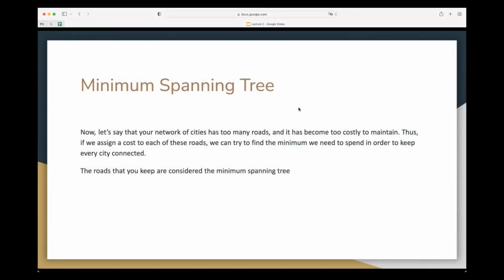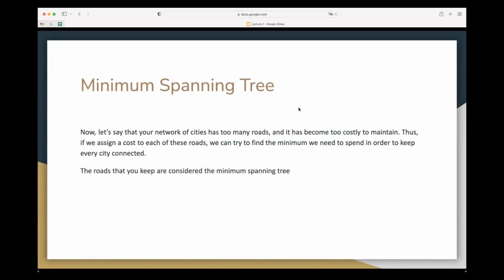So the other problem category that I wanted to talk about was minimum spanning tree. So now let's say you have a network of cities, but this network has too many roads. Because it has too many roads, it has become too costly to maintain. So each road, in order to maintain that road, there's a specific cost, and we want to find the minimum total cost we need to spend in order to keep every city connected. And every city connected means everything within the same component. Not just that it's connected to some other city. Every city must be connected to every other city.